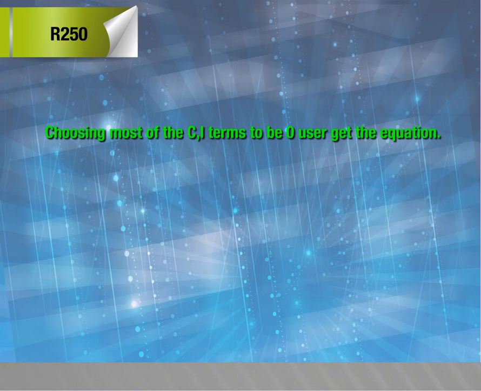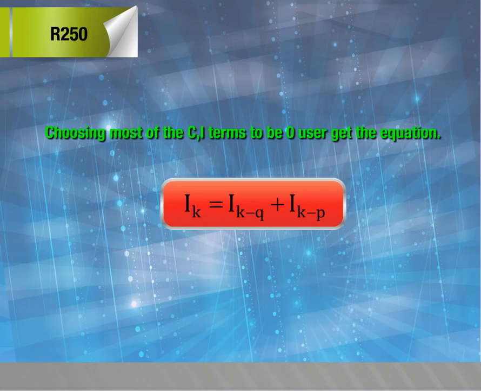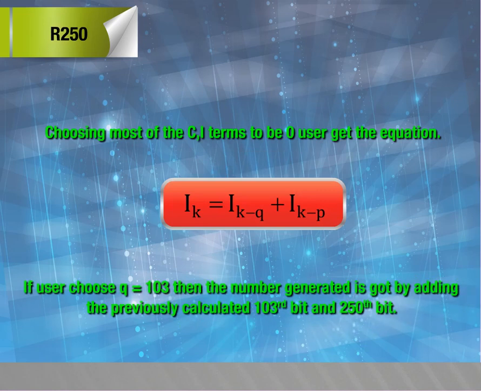Choosing most of the Ci terms to be 0, user gets the equation Ik = Ik-q + Ik-P. If user chooses q equal to 147, then the number generated is got by adding the previously calculated 103rd bit and the 250th bit.